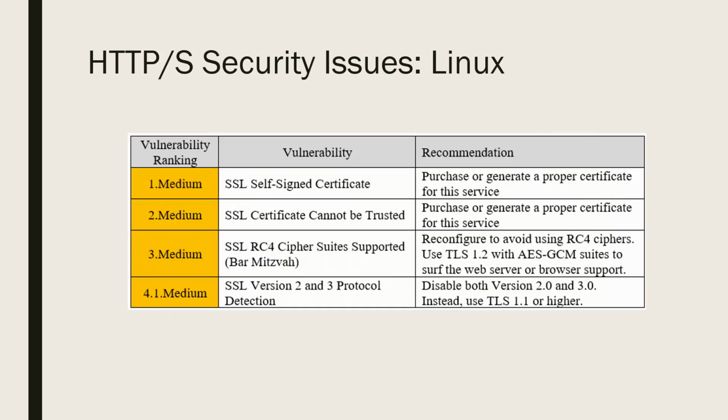So the first thing I'm going to go over is the HTTPS for Linux. As you can see, I found 4 vulnerabilities. All 4 are related to SSL. The first is the SSL self-signed certificate. The certificate chain is not currently signed by a certificate authority that's recognized by this particular service.